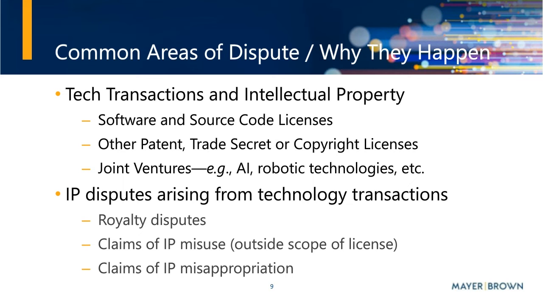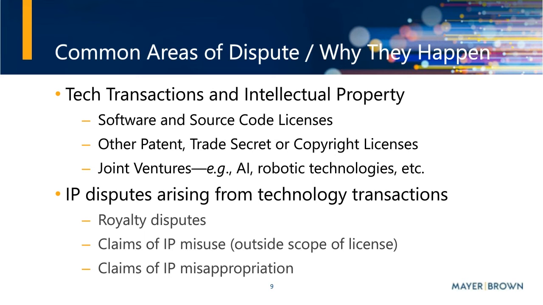Given the importance of intellectual property to technology transactions, it's perhaps not surprising that when disputes do arise, they often involve intellectual property. And on this slide, we've highlighted the three categories of most likely intellectual property disputes arising from technology transactions. The first, of course, is royalty disputes, a claim by the IP-owning party that the other party has not paid the royalties that are due and owing under the agreement.